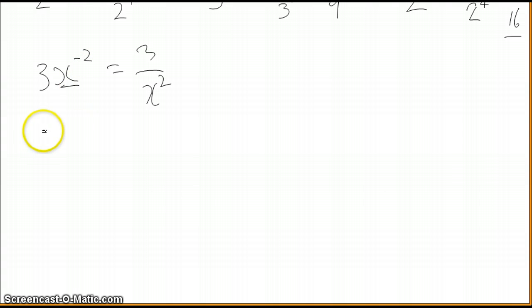However, had it been 3x, like that, everything in brackets, the power works on the 3 and the x. And that would be 1 over 3 squared x squared.